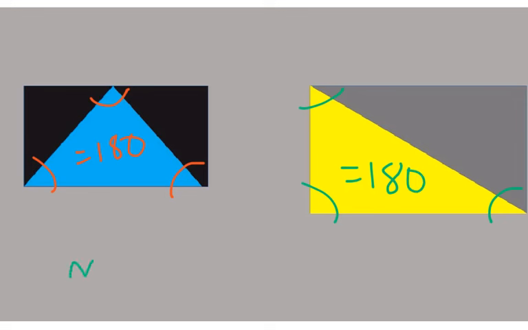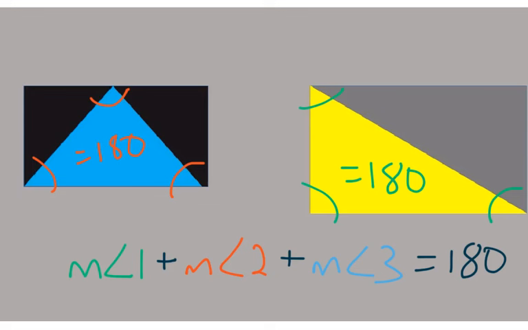So the measure of angle 1 plus the measure of angle 2 plus the measure of angle 3 all equals 180. Alright, now let's take a look at some examples and do some practice problems using this understanding of the sum of the angles of a triangle.